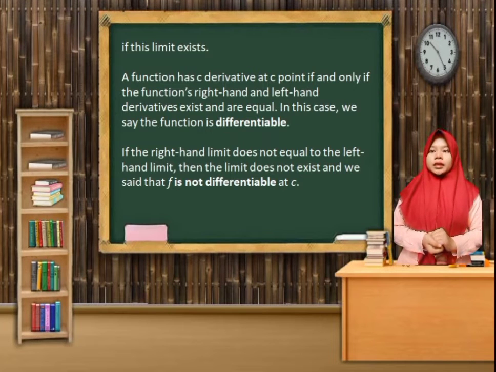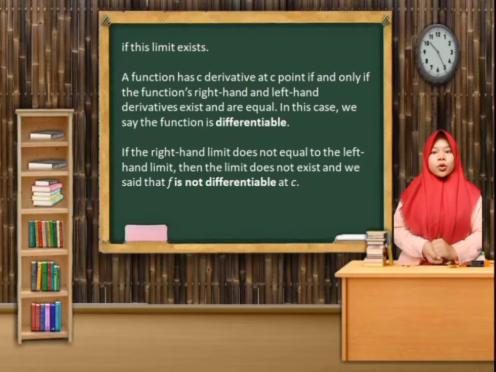If this limit exists, a function has a derivative at point c if and only if the right hand and left hand derivatives exist and are equal. If the right hand limit does not equal the left hand limit, then the limit does not exist, and we say that f is not differentiable at c.